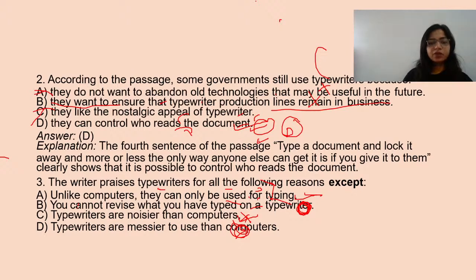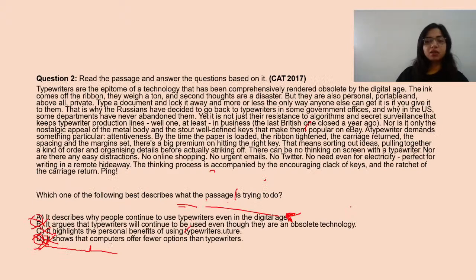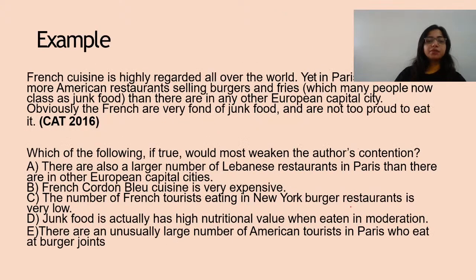The only thing he said is that you cannot revise what you have written in the typewriter. So this is one thing that he has not praised it for: that you cannot revise. Second thoughts are a disaster. If you see the first para, second line, it says that second thoughts are a disaster. Done. Now let's come to the next question.